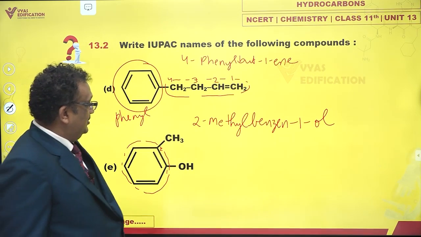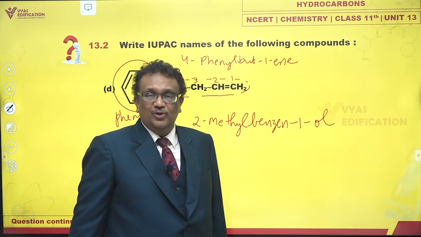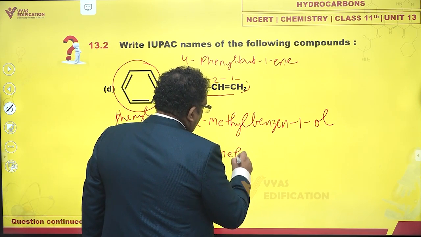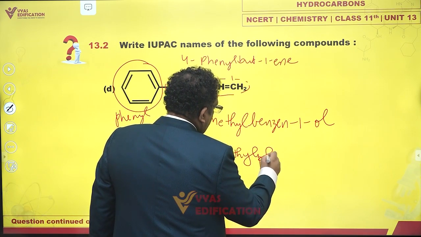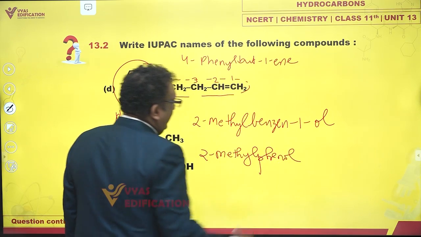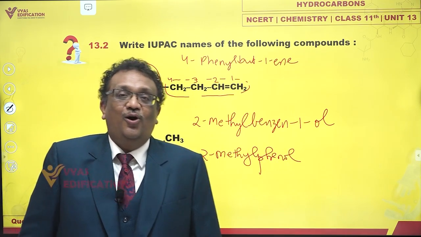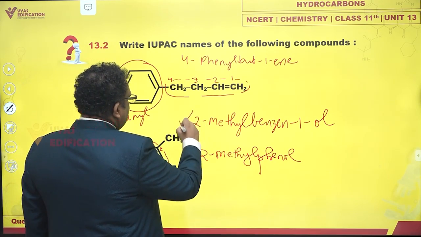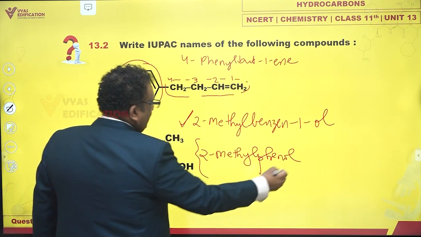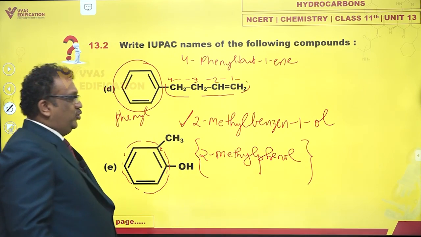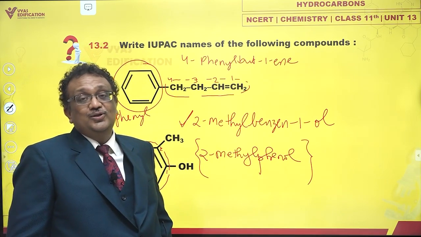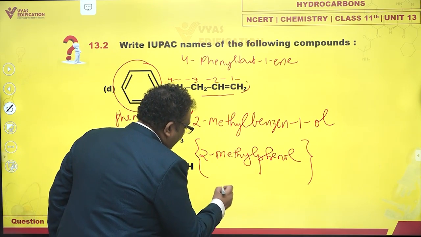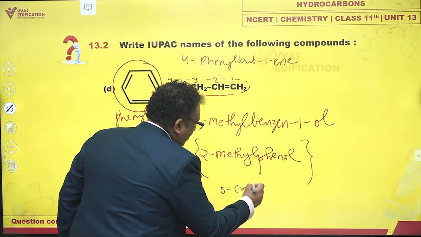Benzenol, yes. Or if you want to be stylish, you could also write it as 2-methylphenol. Why? Benzene-1-ol is also called phenol. So a very accurate IUPAC name is this. But as a minor possibility, 2-methylphenol could also have been the name, or even if you stoop down to a common name, o-cresol.